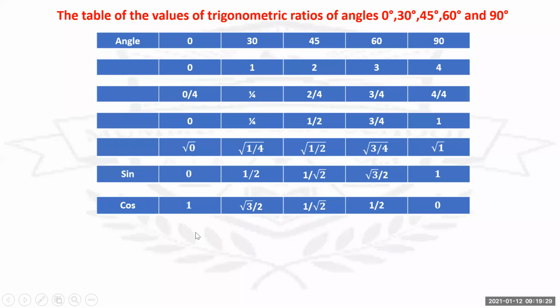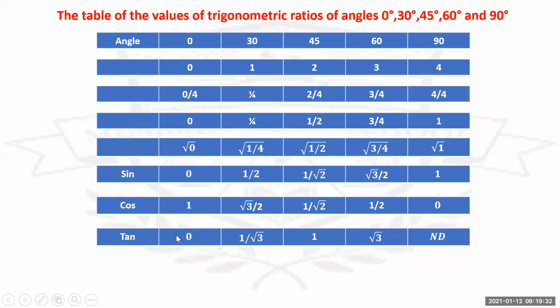tan value. Now, for tan, what you have to do is take sine upon cos. You have to take the values of sine upon cos. So, better, you only take the numerators of sine as well as cos. Numerator of sine here is 0. Numerator of cos is 1. So here you write 0 upon 1. So what is 0 upon 1? The answer is 0.